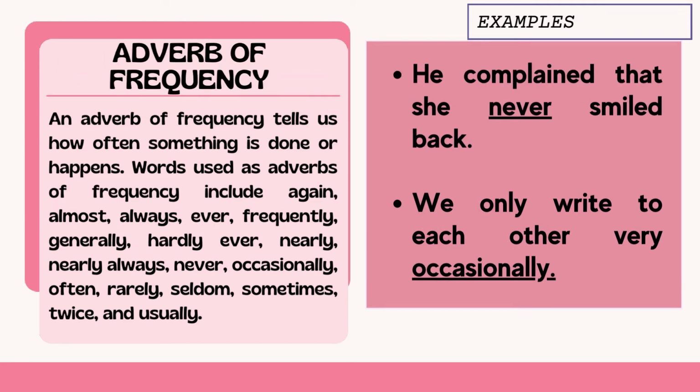Adverb of frequency. An adverb of frequency tells us how often something is done or happens. Words used as adverbs of frequency include again, almost, always, ever, frequently, generally, hardly ever, nearly always, never, occasionally, often, rarely, seldom, sometimes, twice, and usually.